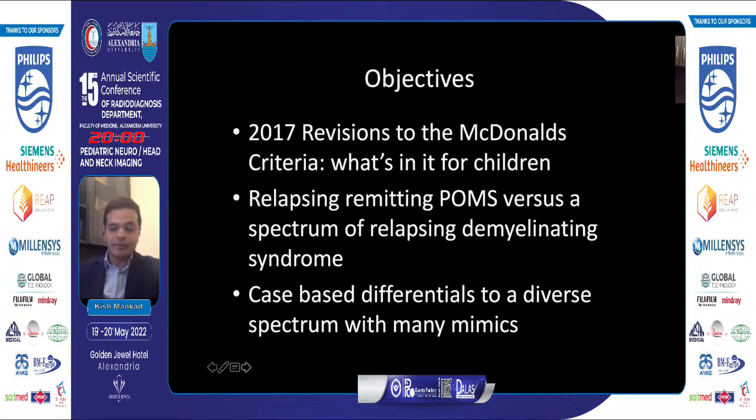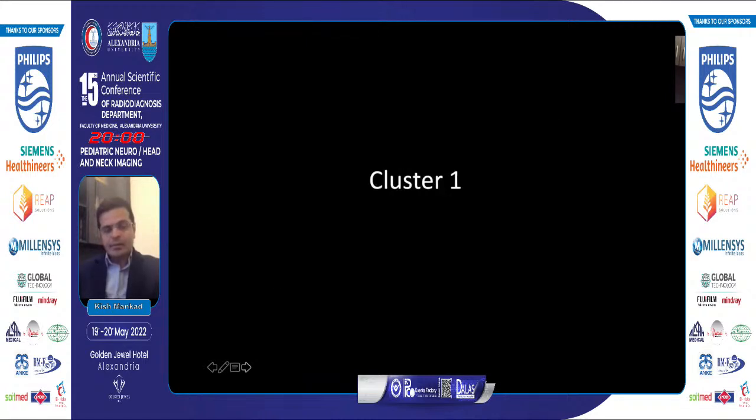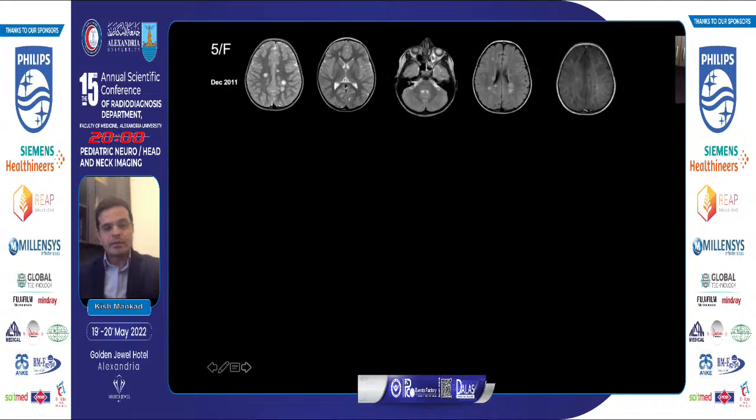We also will be looking at some mimics to ensure that we don't over- and underdiagnose demyelination and essentially forget other important mimics that one needs to be aware of. Our first cluster is exactly around one of these stories, which is going to provoke thinking and some lateralization of thought that will enable more effective diagnosis in times to come. The story is of a 5-year-old girl who presented in December 2011, which means pretty much 1 year after the 2010 revisions to the McDonald's criteria.